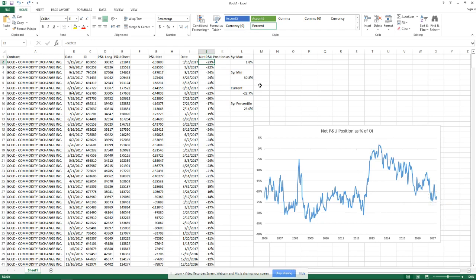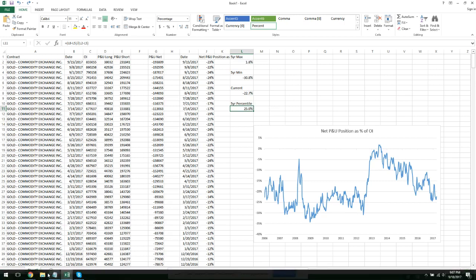This video is meant to serve as an overview of how I actually calculate my positioning metric. So it's important to have the long and the short. You calculate a net position. You scale that net position by the open interest to account for markets either growing or contracting. And then finally, from this net position as a percentage of OI, you make a 5-year percentile out of it. This number can be equally compared across multiple contracts. For example, a producer and user position with a 5-year percentile of 25% means the same thing in gold as in corn or oil. So it makes it easy to compare.